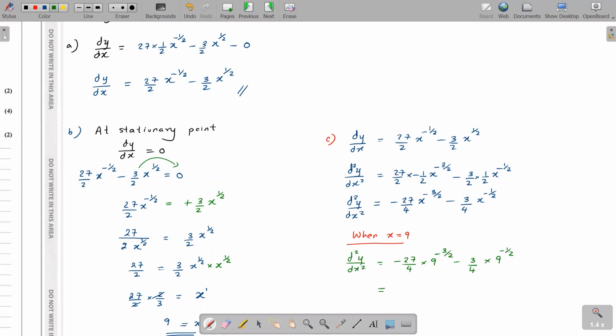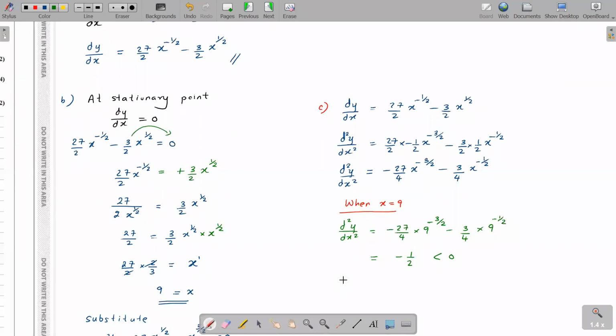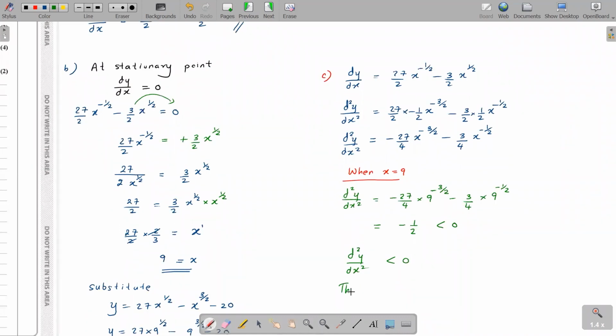What's the d square y by dx square value? We get minus half, which is less than 0. Thereby, what do we realize? The stationary point is a maximum. You can say like this: d square y by dx square is negative, therefore maximum. Is this clear?